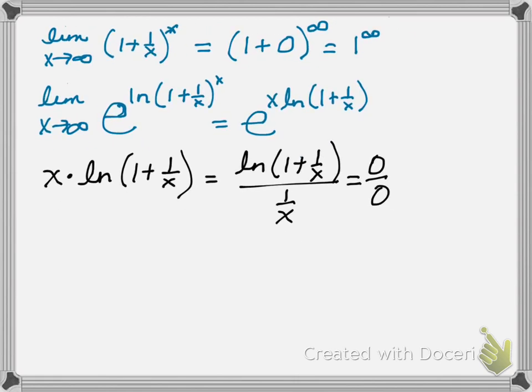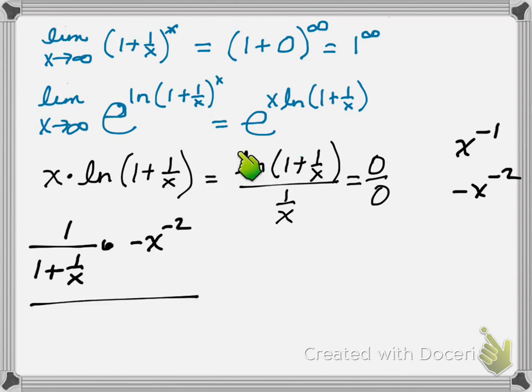Alright, so if I use L'Hopital's rule, I am going to take the derivative of an ln, which is simply 1 over itself. So I'm going to have 1 over 1 plus 1 over x times the derivative of my denominator. The derivative of my denominator would be what? Remember that 1 over x is the same thing as x to the negative 1. So the derivative of x to the negative 1 would be a negative x to the negative 2, and that's what I have to multiply by. Multiplying by the derivative of my denominator, which would be a negative x to the negative 2 power.